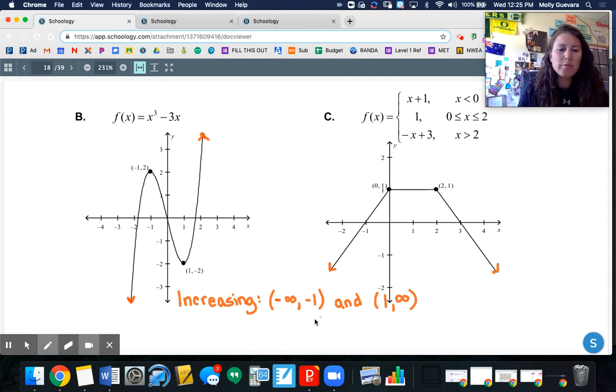And notice I'm using parentheses. We're only going to use parentheses when we're talking about the intervals, because at the actual points themselves, the points of the minimum and maximum, it's not increasing or decreasing. So we can't include that in a point. Okay, then we can say this graph now is decreasing.